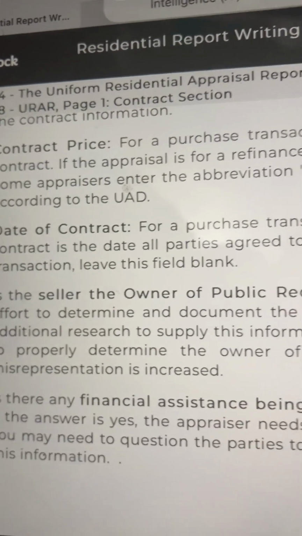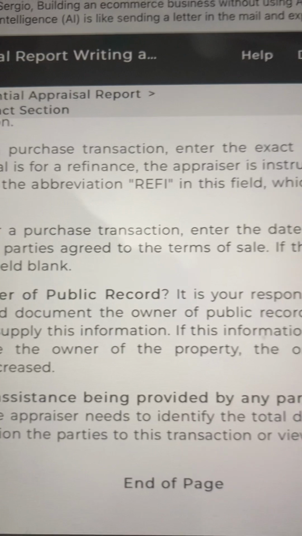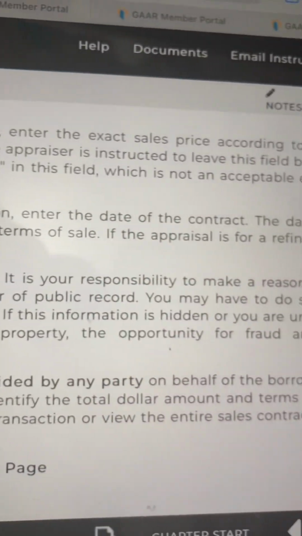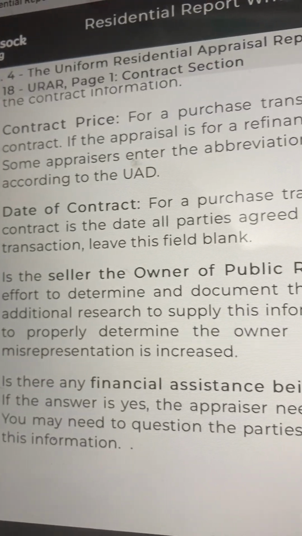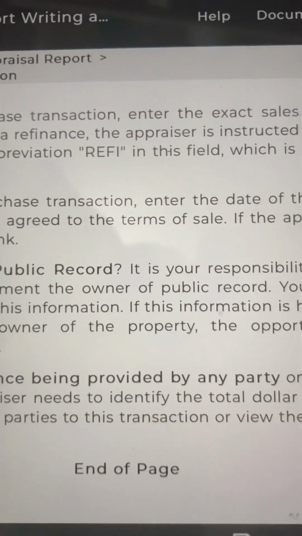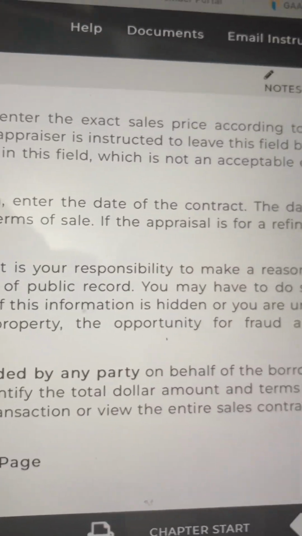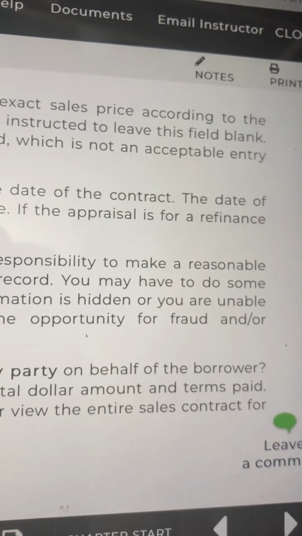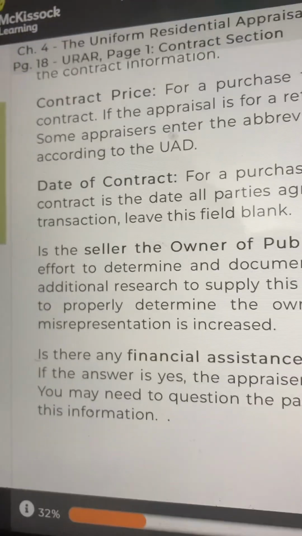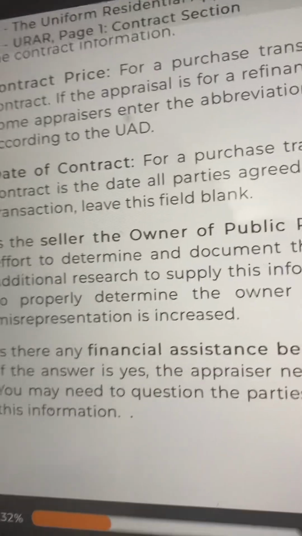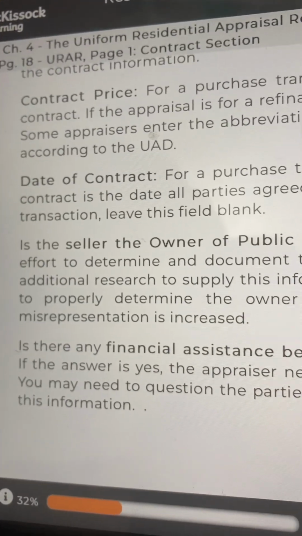Date of contract. For a purchase transaction, enter the date of the contract. The date of the contract is the date all parties agreed to the terms of sale. If the appraisal is for a refinance transaction, leave this field blank.